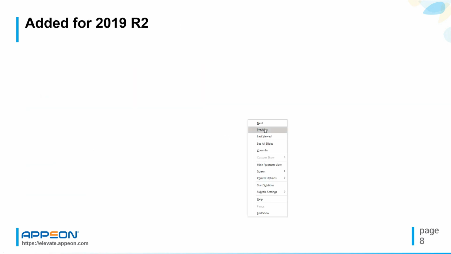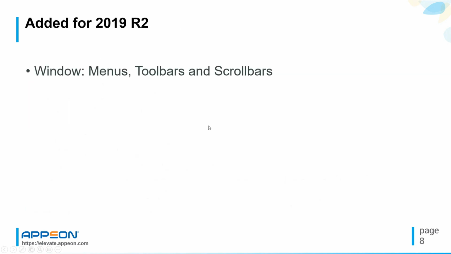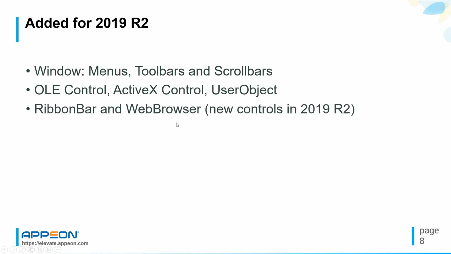Now, if you try to keep that list in mind, a number of these things got addressed in R2. This is not the list of what can't be themed. This is the list of the things that now theming can be done for. So in 2019 R2, you can now theme Windows toolbars, Windows menus, toolbars, and scroll bars. You can now theme more of the OLE control, ActiveX control, and user object. You're still going to have the issue with the material that's inside of the control not being themable, but some of the properties to control outside of the content in the center can be controlled now. The ribbon bar and web browser are actually new controls that were added in 2019 R2, and their theming capability was provided with them as they were introduced.